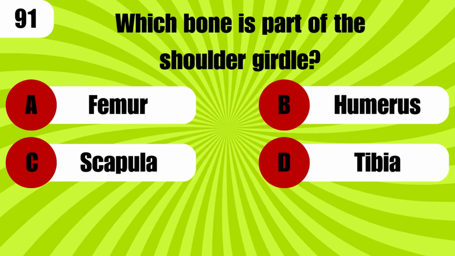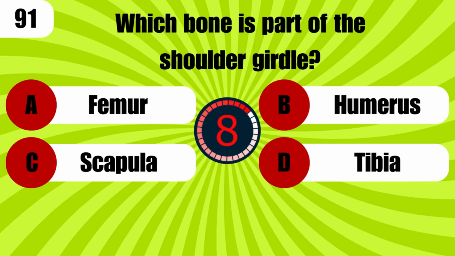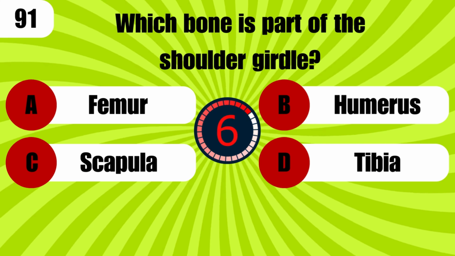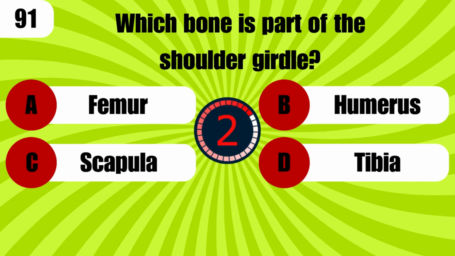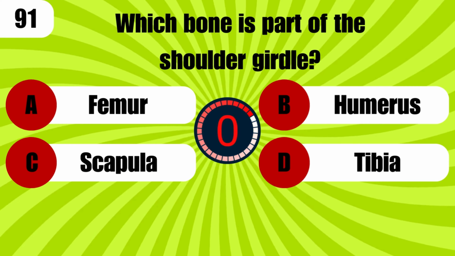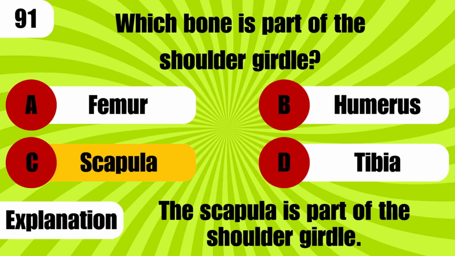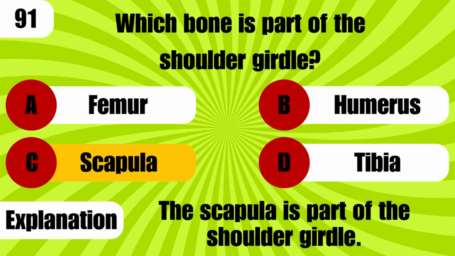Which bone is part of the shoulder girdle? Option A femur, option B humerus, option C scapula, option D tibia. The right answer is scapula. The scapula is part of the shoulder girdle.